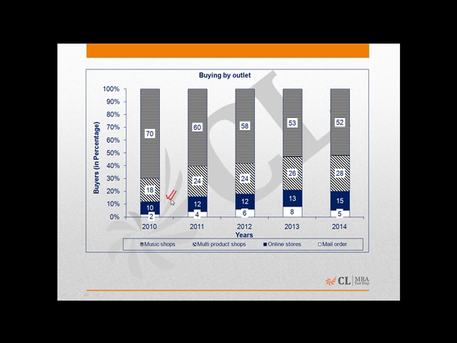In the next chart, buying by outlet is given. In 2010, 2% of people bought cassettes or CDs from mail order, 10% from online stores, 18% from multi-product shops, and 70% from music shops. We can check these figures for the other years as well. Now move to the questions.